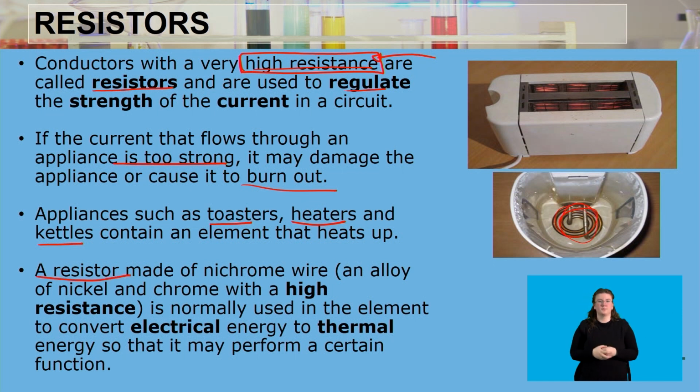A resistor made of nichrome wire, an alloy of nickel and chrome with a high resistance, is normally used in the element to convert electrical energy to thermal energy. Remember, thermal energy is your heat energy. It is used to convert electrical energy to thermal energy so that it may perform a certain function. The reason we use that particular resistor in the kettle is because we want to heat up the water inside it.